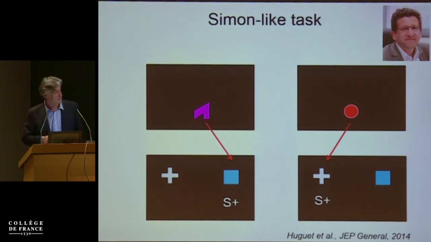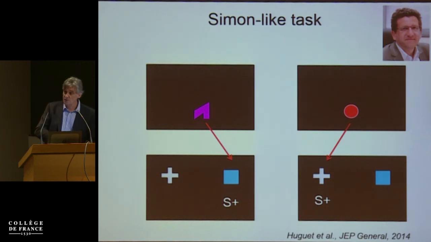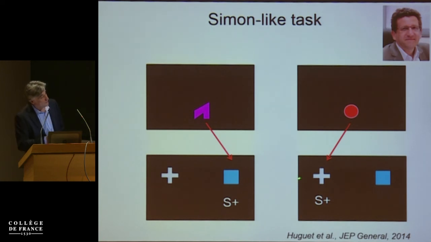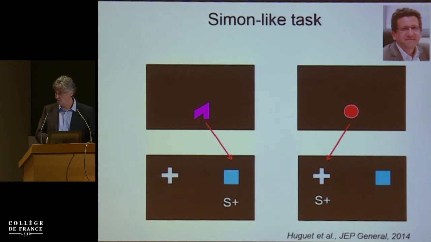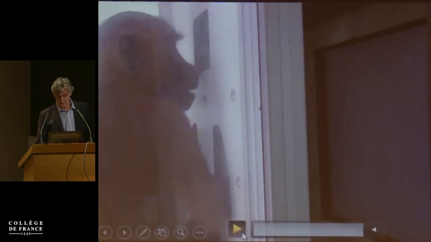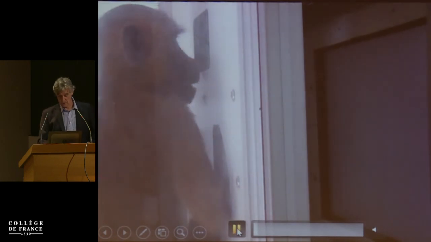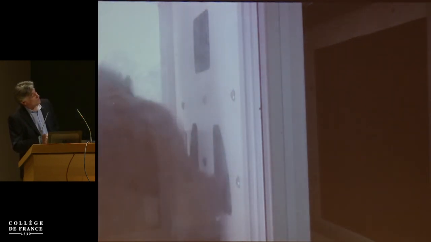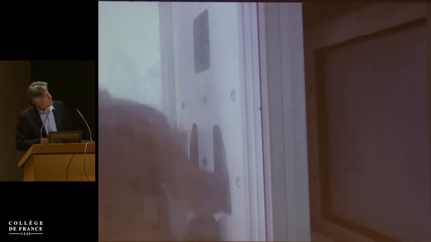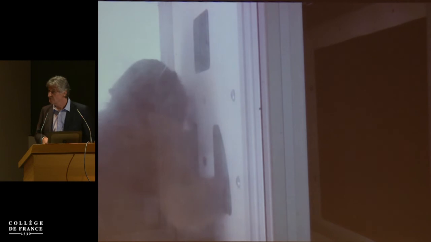This is a Simon-like task. And this is the training condition. In the training condition, we present a sample stimulus and then two response stimuli. If the sample stimulus is this kind of shape, a parallelogram, then you have to select the square, which is always on the right part of the screen. If the sample stimulus is a circle, then you have to select the cross, which is always on the left part of the screen. And the animals can learn that, so they are trained on that. So if you see a parallelogram, you select the square. If you see a circle, you select the cross. And this is the training condition in which the animals have been overtrained.